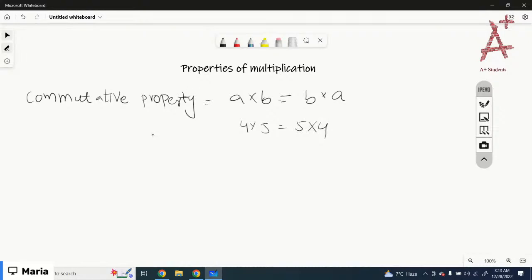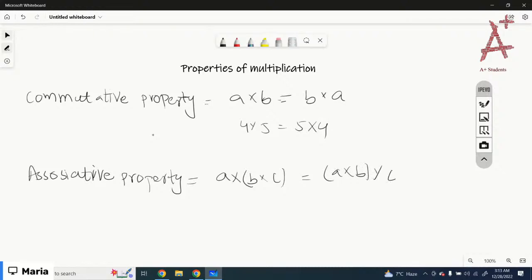Commutative property. Got it? Then you have the associative property. The associative property involves three numbers and the order in which you solve. A times b times c: either you do a times b first, or you do b times c first. The answer is exactly the same. In case of multiplication, order doesn't matter. Got it?